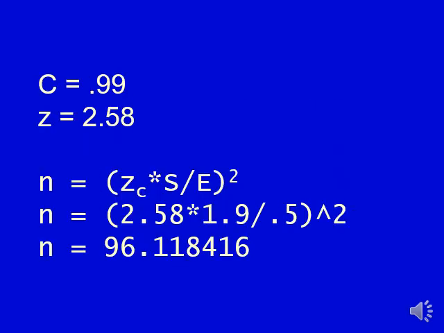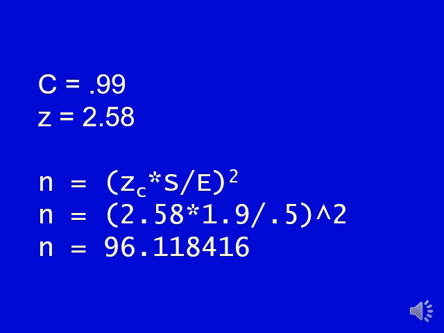The first thing you're going to do with this problem is go to your table. And again, if you look on the left side, down at the bottom of the big side of the table, it says confidence interval critical values ZC. And if you look up 99%, 0.99, you're going to find that the z-score that goes with that is 2.58. So that's the number we're going to use for ZC.